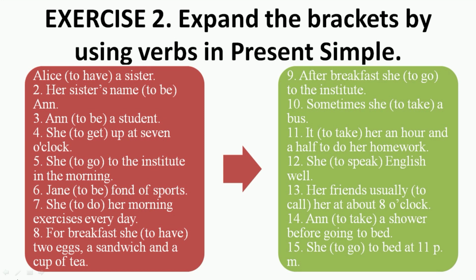After breakfast, she goes to the institute. Sometimes she takes a bus. It takes her an hour and a half to do her homework. She speaks English well. Her friends usually, friends, it's a plural form, okay? Her at about 8 o'clock. Anne takes a shower before going to bed. She goes to bed at 11 p.m. Is it clear for you? I hope it's very, very understandable for you.